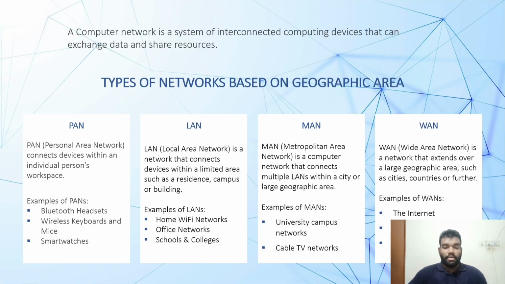Metropolitan area network, MAN, connects multiple LANs within a city or large area, like a university campus or a cable TV network. The area covered can be up to 50 kilometers. The speed of a metropolitan area network ranges from 34 megabytes up to 155 megabytes.